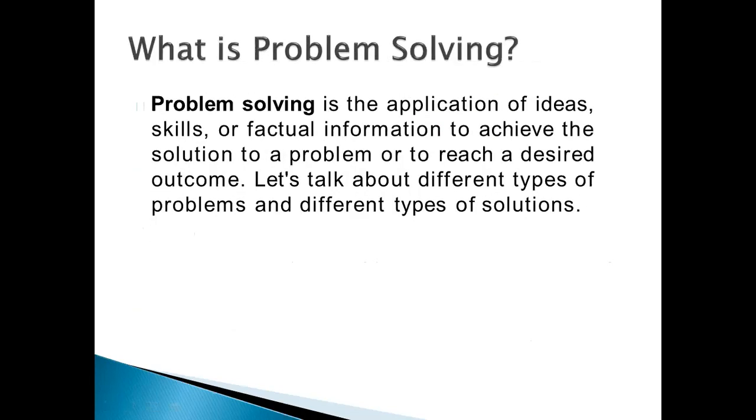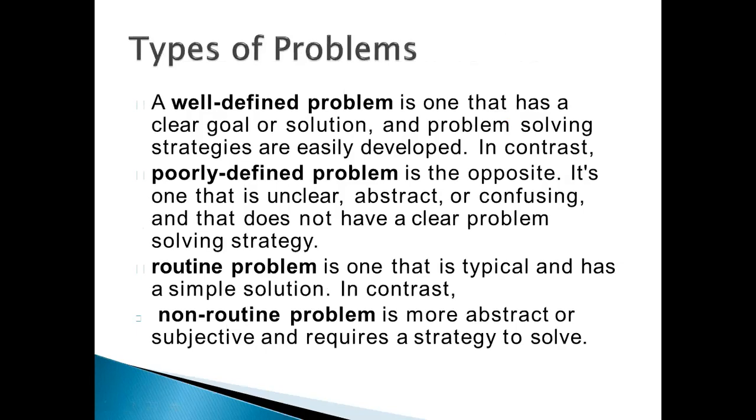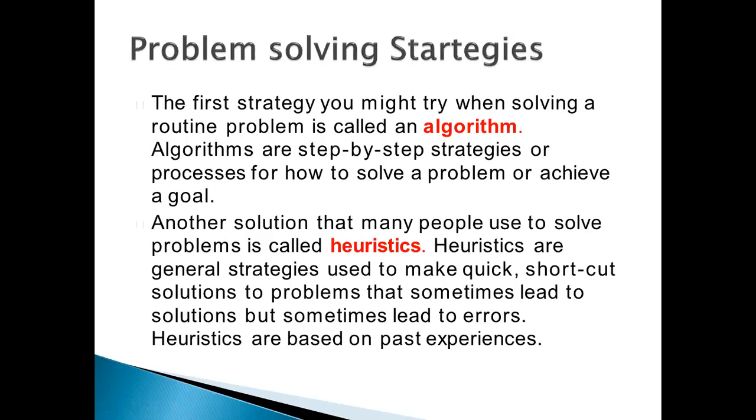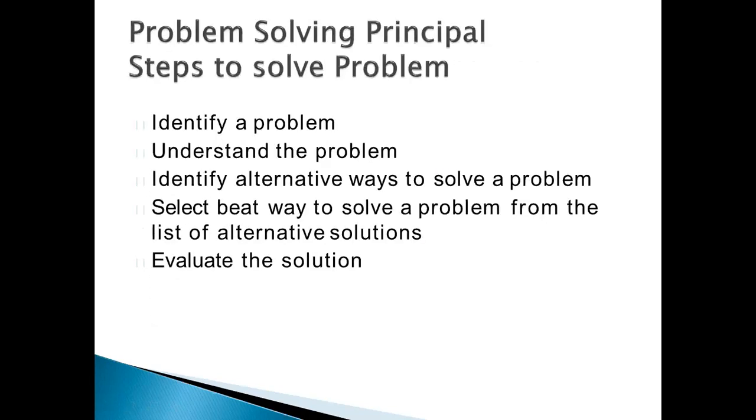Previously, we have seen what is meant by problem solving, these are the types of problems, and how to solve them using problem solving strategies. Now we are focusing on the problem solving principles, the steps to solve a problem. So what are those points? First of all, we have to identify the problem. Second, understand the problem. Next, identify alternative ways to solve a problem. Select a way to solve a problem from the list of alternative solutions, and evaluate the solution. These are the problem solving steps we perform for solving a problem.